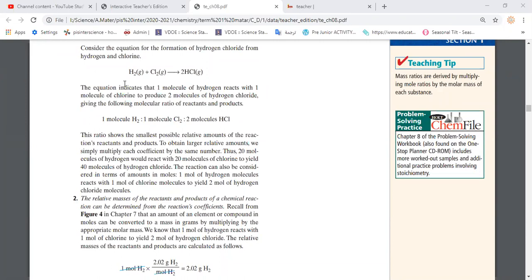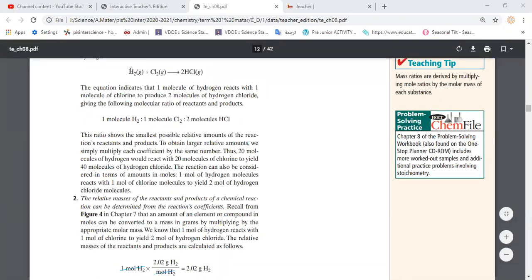So for example here, as in that equation, we can say 1 mole of hydrogen reacts with 1 mole of chlorine to produce 2 moles of HCl. If we know that the atomic mass of hydrogen is 2, then 1 mole of hydrogen equals 2 grams, and if the atomic mass of chlorine equals 70, then 1 mole of chlorine equals, sorry guys, here I'm going to write it to make it clear for you.